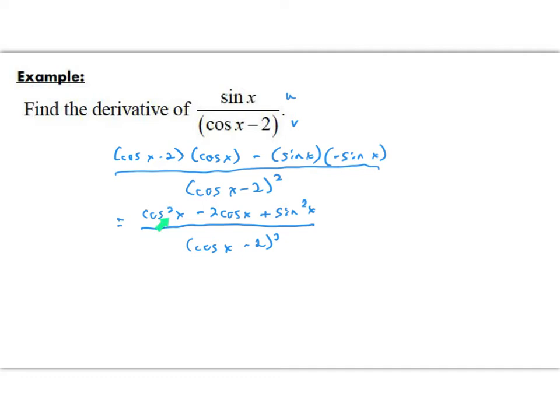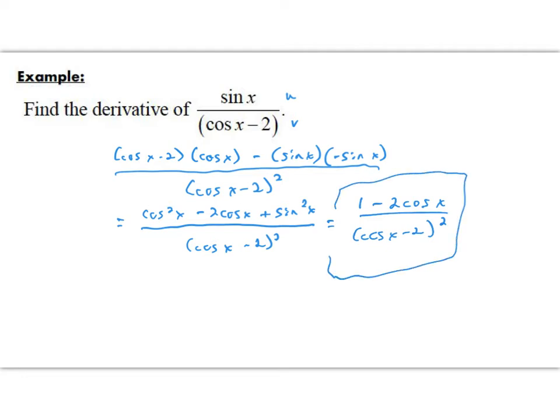And once again, we quickly notice that cosine squared and sine squared, those are going to add to 1. So I have 1 minus 2 cosine of x, and then cosine x minus 2 raised to the second power downstairs. I don't see the purpose or the necessity to cancel anything or even the legality of canceling anything. So I think we're just going to go ahead and leave it right there.